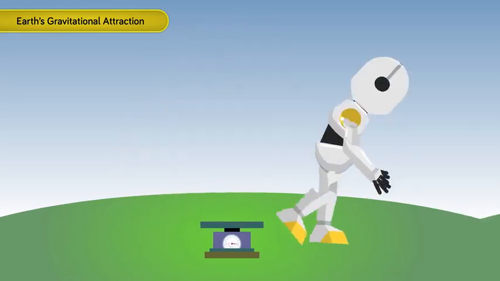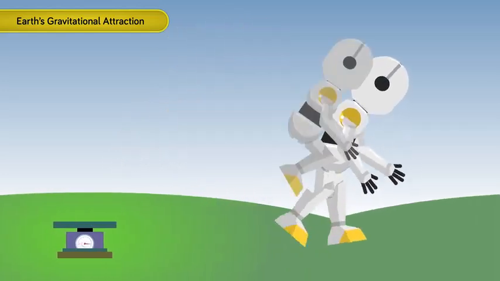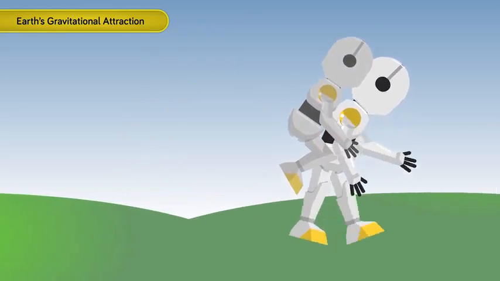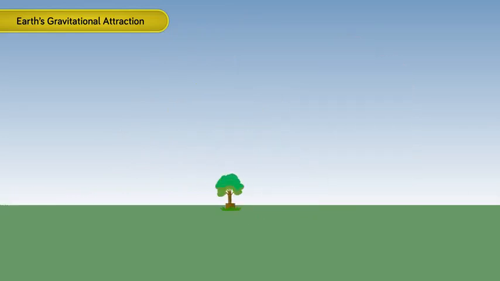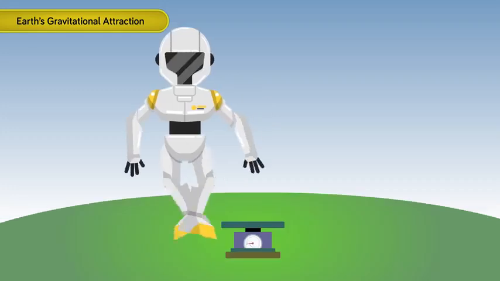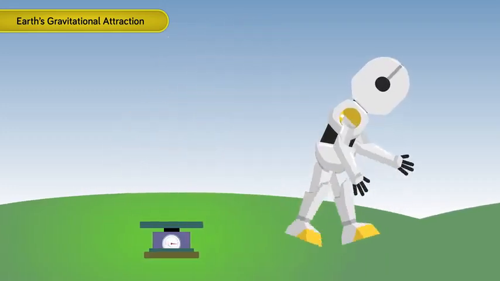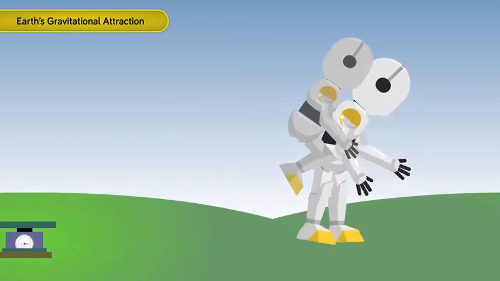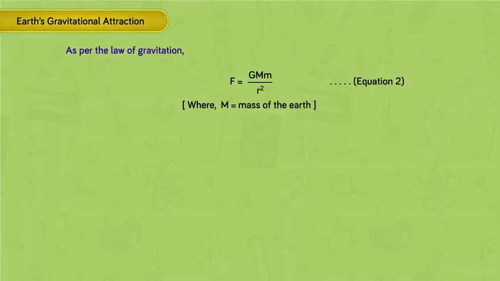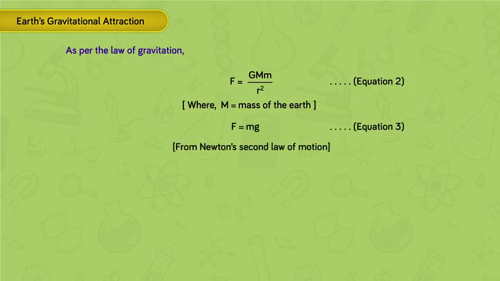To find the value of g on the surface of the earth, we can calculate the value of g by using Newton's universal law of gravitation for an object of mass m situated at a distance r from the center of the earth. The law of gravitation gives equation 2, F is equal to G M m upon r squared. Equation 3, F is equal to m into g, from Newton's second law of motion.